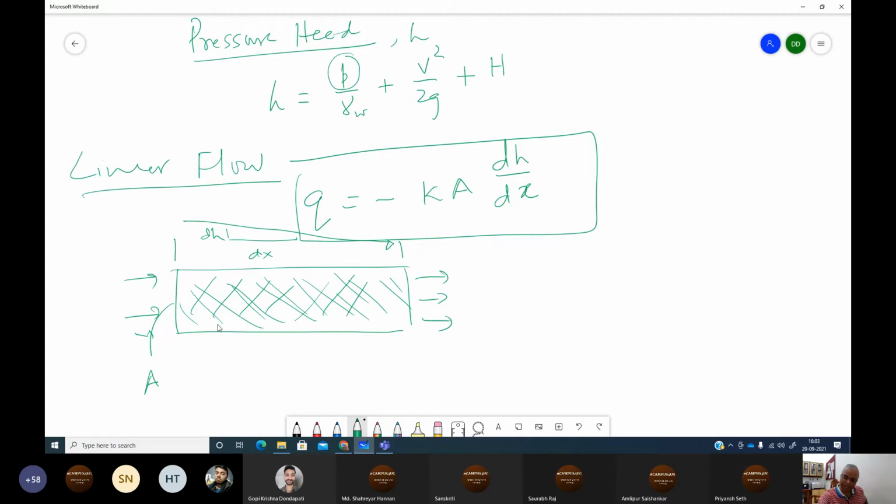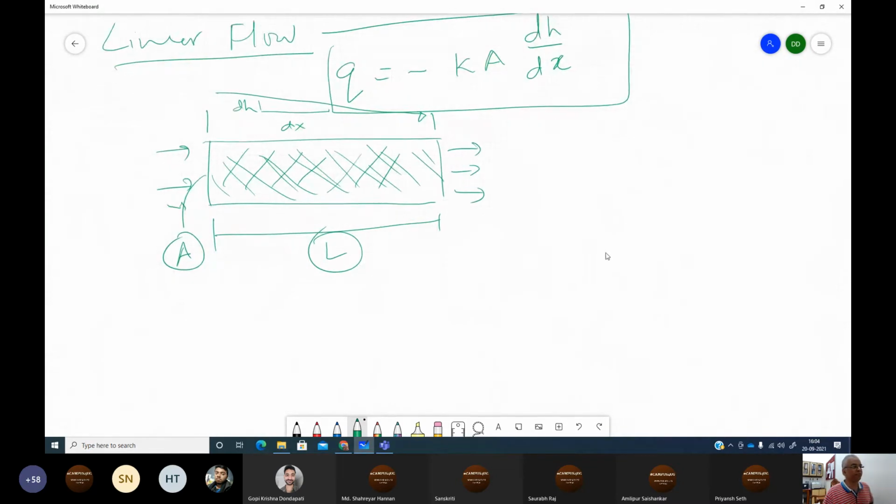Now, our aim is to find K. We are still looking for that hydraulic gradient, what will it be. So let's say for a length L, having cross-sectional area A and length L, can we find that out? I think the answer is yes.